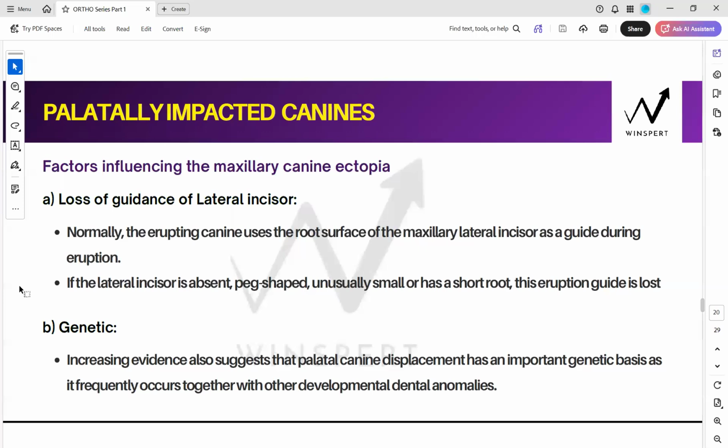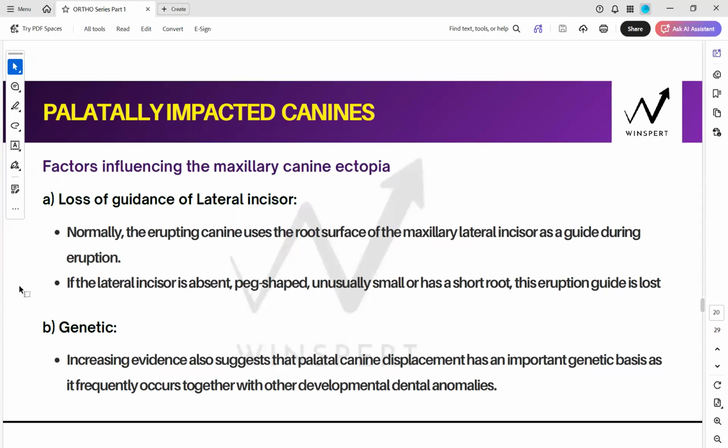So, what factors can lead to this loss of eruption pathway? The eruption pathway is lost because of loss of guidance of a lateral incisor. For example, can you please focus and be receptive here with the concepts? This was covered in the earlier classes also, the sequence of impacted and missing teeth. Can we all bring our attention to the reason for the ectopic eruption of the canine? Do I have your full attention here, please?